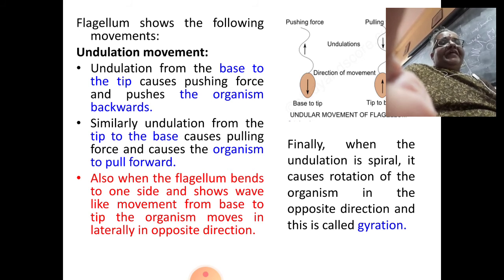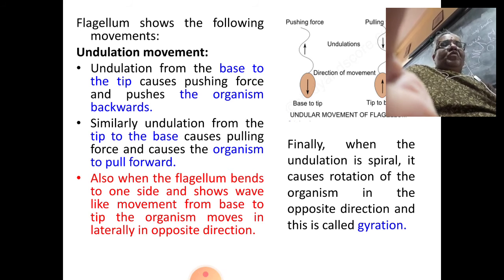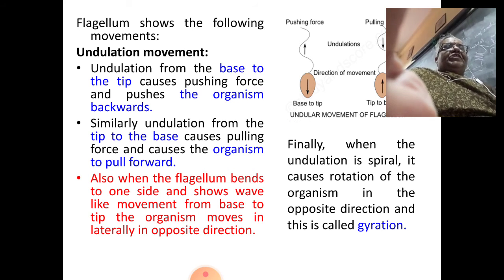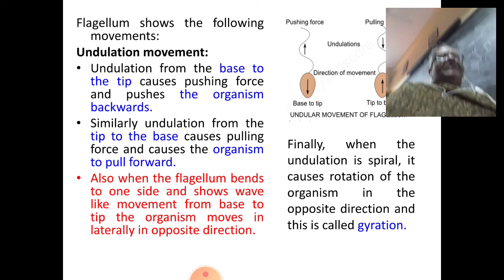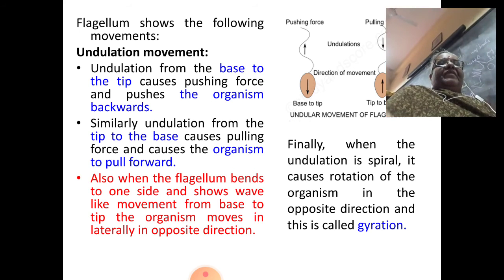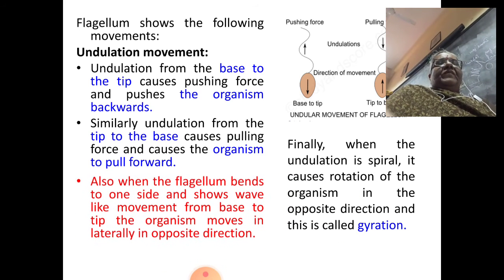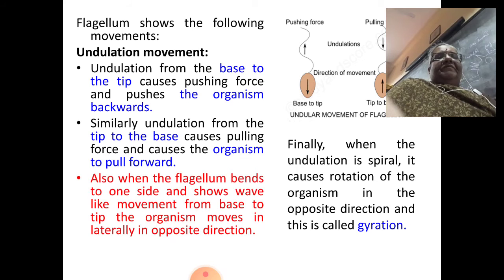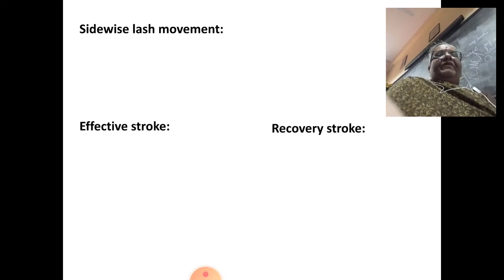Finally, when the undulation is spiral, it causes rotation of the organism in the opposite direction, and this movement is called gyration. This movement is called gyration. So this is a very important point to note down.